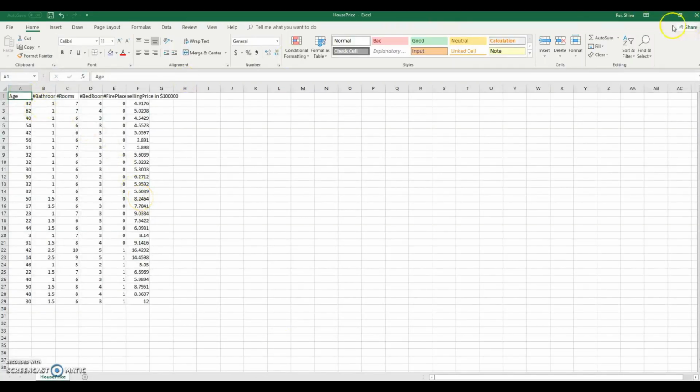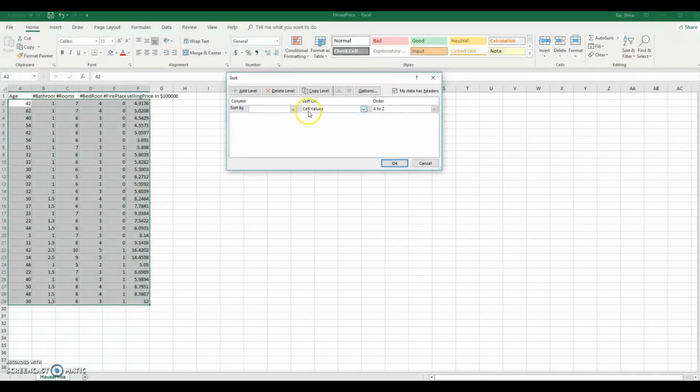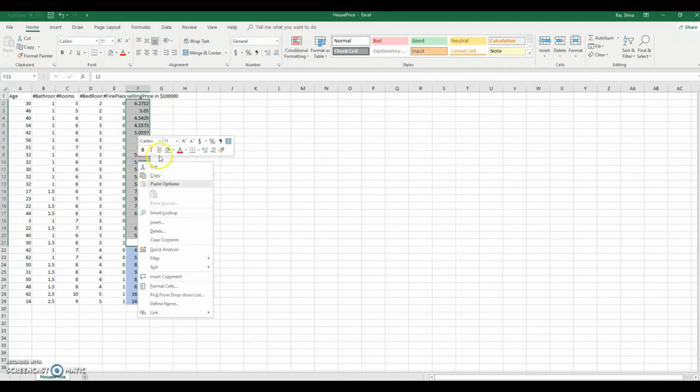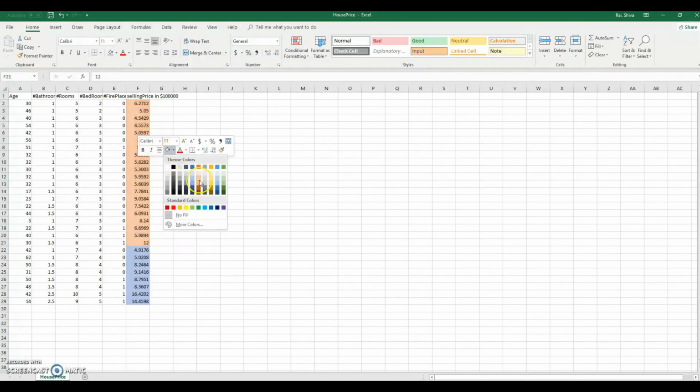So go to Sort and Filter, Custom Sort, bedrooms. Okay, so that's it. Then this should be one group and this should be another group. Okay, we need to compare the prices, so let me mark it blue, and this part would be marked as, let's go for this one.